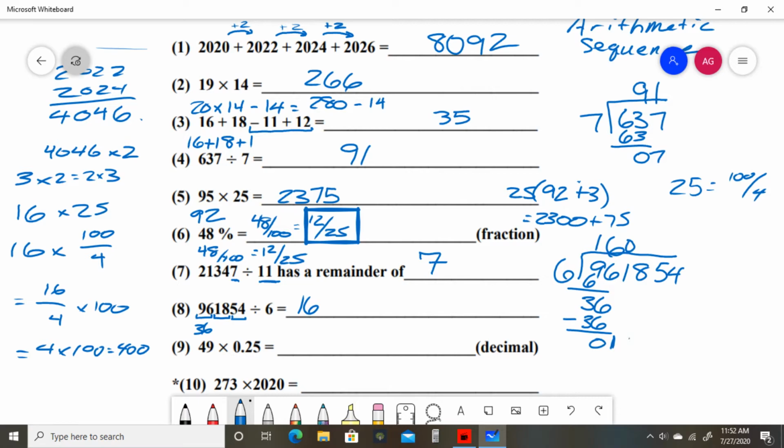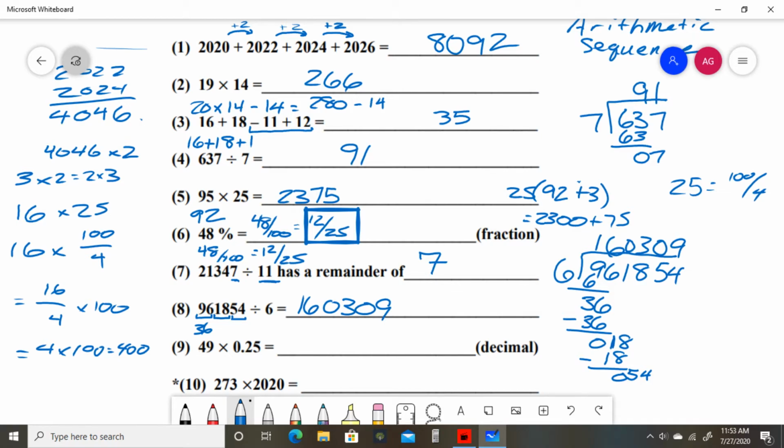Then we bring down the 8. 6 goes into 18 3 times. Then once we do our 6 times 3, 18, subtract that. We get 0. Bring down our 5. 6 doesn't go into 5, so we have to write a 0. Bring down our 4. 6 does go into 54 9 times. And so our answer is 160309.